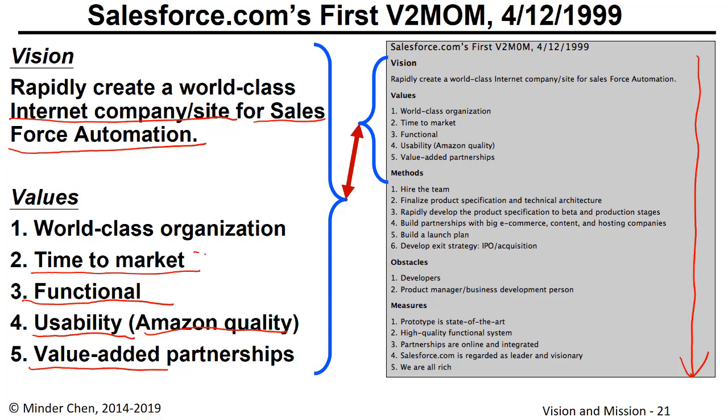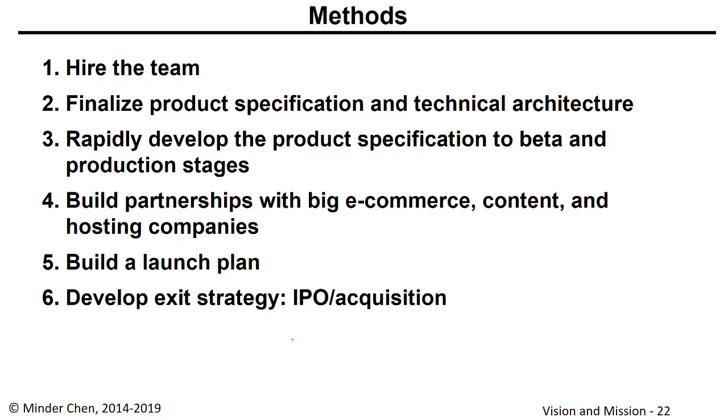Okay, so this, 2 to 4, more or less related to their products. This is to their internal organization. This is how they work with other people. The methods to get there: they need to hire the team. They need to finalize the product specification and technical architecture.